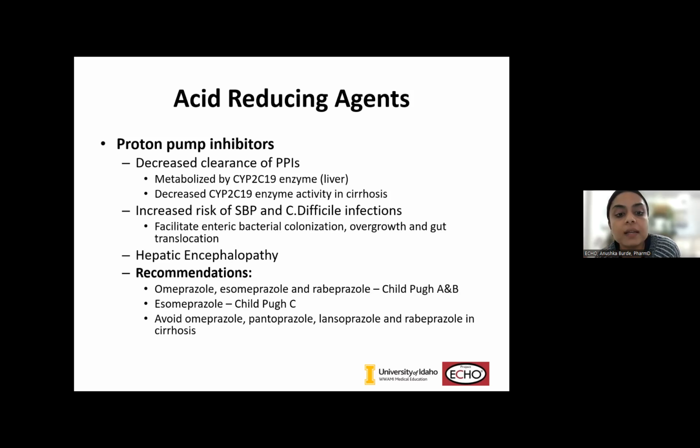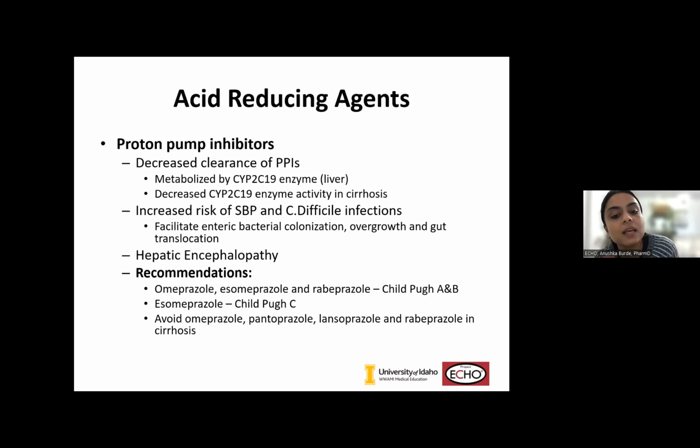And the proposed mechanism is that because the PPIs create a more alkaline environment in the gut, usually it results in overgrowth of bacteria, which again puts the patients at risk of all those different types of infections. PPIs are thought to also result in something such as hepatic encephalopathy.